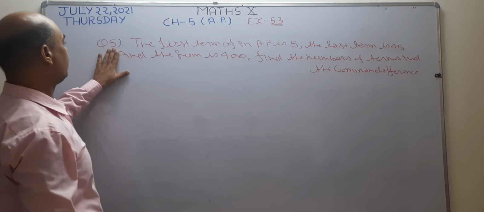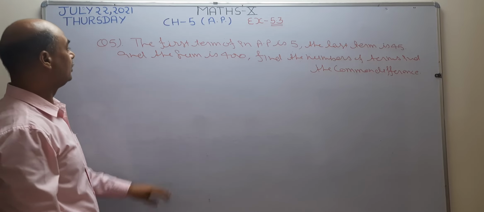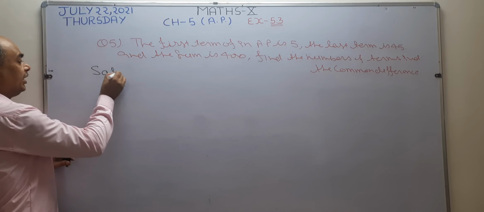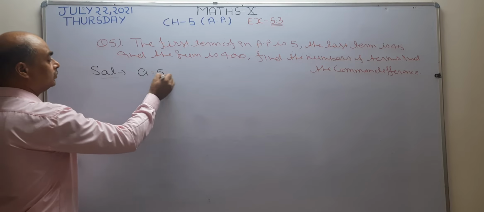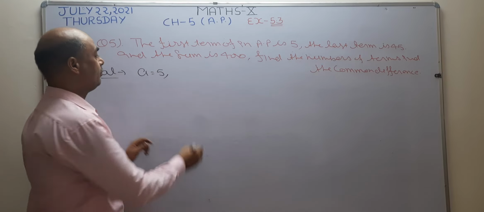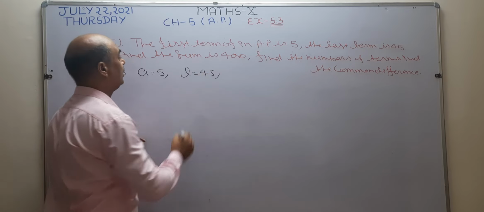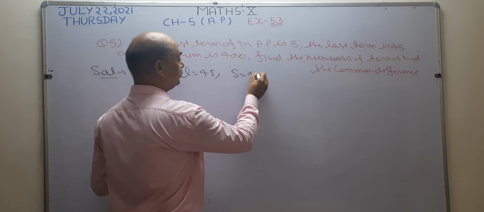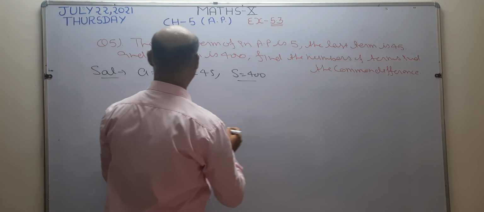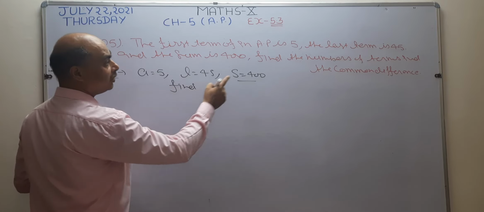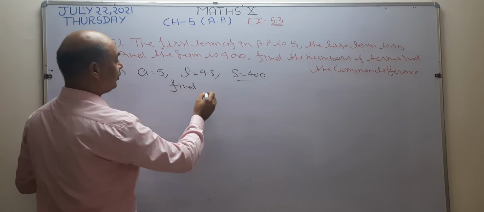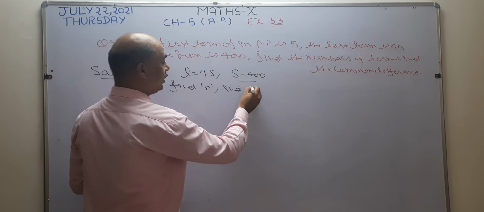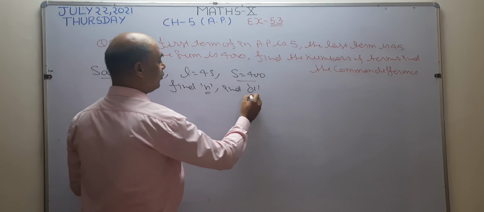Now I want to solve question number 5 of exercise 5.3. The first term of an AP is 5, means a is given. Okay. The last term is 45, means l is given. And the sum of the terms is 400, means S is given. Now in this question we have to find the number of terms. Number of terms means the value of n. And the common difference. Common difference means the value of d. In this question we have to find the value of n and d.